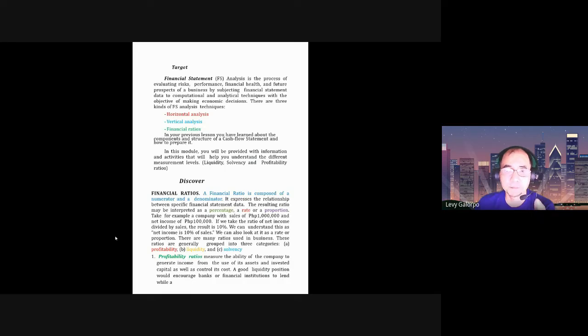In the profitability ratio, we have several ratios included. Okay? We have the gross profit ratio. This is the proportion of the gross profit of the company with its net sales. Okay? Gross profit over net sales.